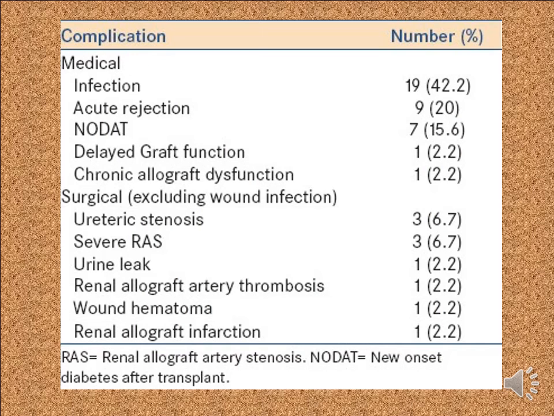The complications that occur with a kidney transplant are medical complications and surgical complications. The medical complications are infection, acute rejection, delayed graft function, and chronic allograft dysfunction. Surgical complications are ureteric stenosis, severe renal artery stenosis, urine leak, renal allograft and wound hematoma, and renal allograft infection.